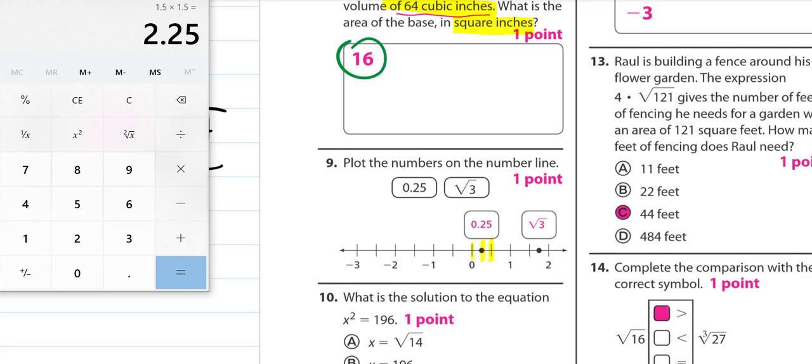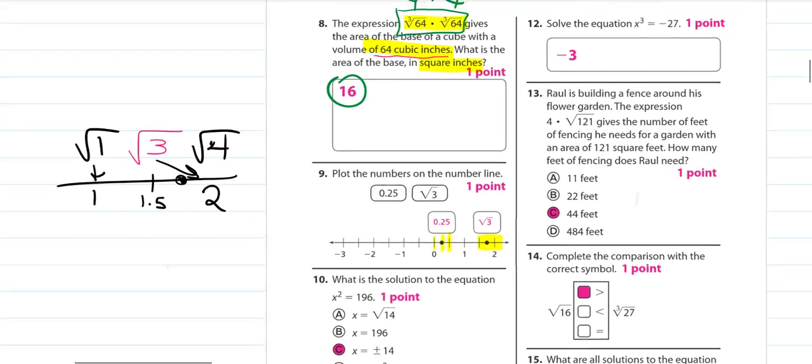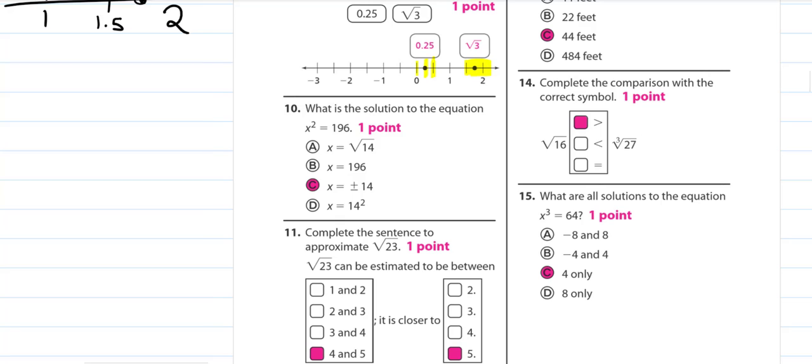So let's clear this. And if we did 1.5 times 1.5, you did the multiplication, it'd give us about 2.25, which is not quite 3. So we know it'd be a little bit more than 1.5. It'd be somewhere between 1.5 and 2. And so if you look here, between 1.5 and 2 is exactly where they placed it. So you definitely are going to have to estimate. Let's take a look at number 10.